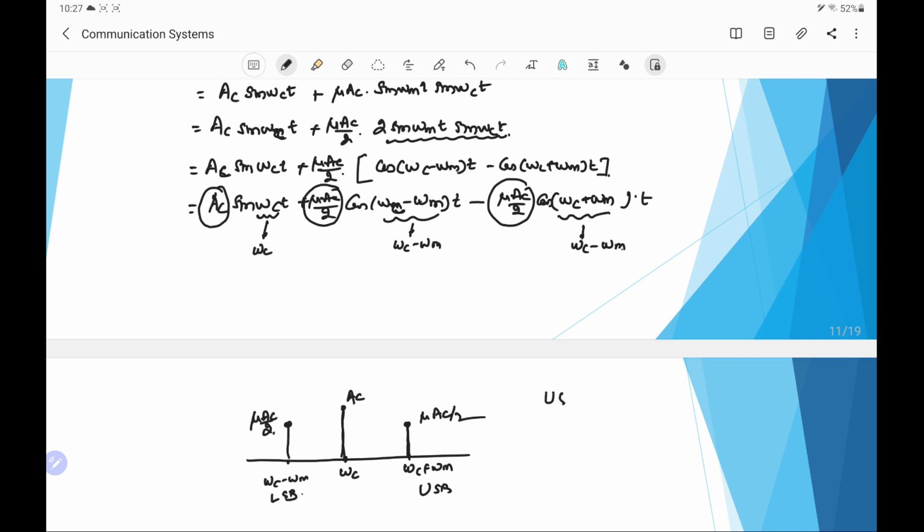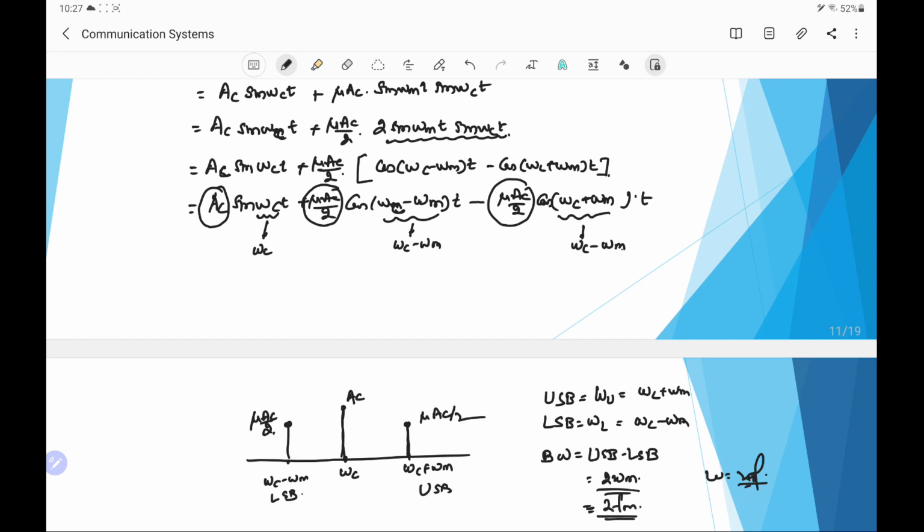So we can say upper sideband frequency, we can write it as omega u, that is equal to omega c plus omega m, and lower sideband frequency, we can write it as omega l, that is equal to omega c minus omega m, and bandwidth of the amplitude modulated wave will be upper sideband minus lower sideband, that is equal to 2 omega m, in terms of angular frequency, or if we write equivalently in terms of frequency, because omega equal to 2 pi f, we can write it as 2 fm. Fm is the modulating frequency.